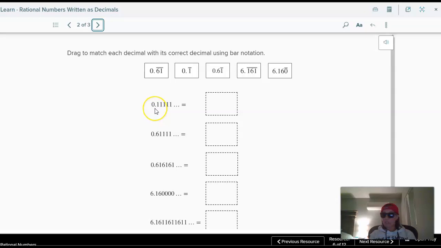So if we wanted to fill in 0.1 repeating, and this is on page 178, so you can actually fill in these boxes on 178. 0.1111 would be 0.1 with a line over it, or 0.1 repeating.